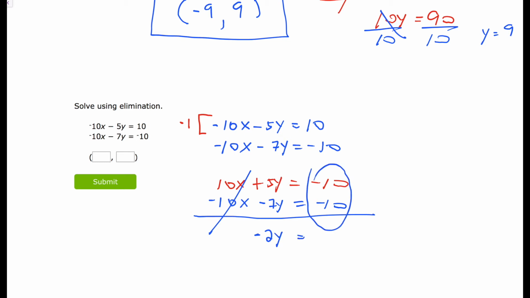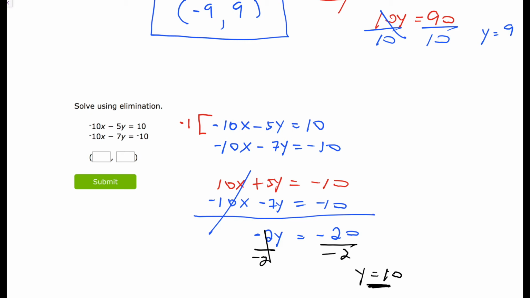So you could put this in your calculator like this. Negative 10 minus 10. So negative 20, divide by negative 2, divide by negative 2, and we find y to equal what? What'd you say? 10, okay. Now what do I do? You plug this y value in one of the two original ones.